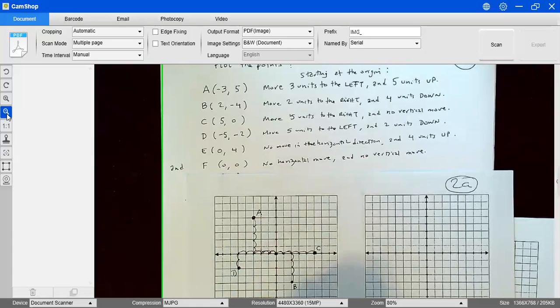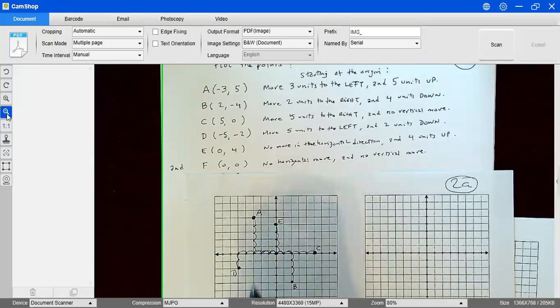Then point E, we start at the origin, and we know that there is no movement in the horizontal direction, and then only 4 units up. So 1, 2, 3, 4 units up. So we're going to end up here.